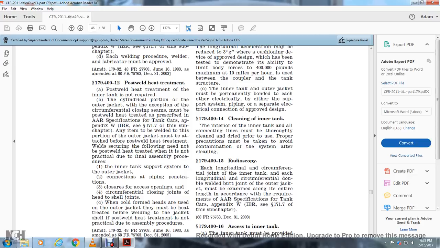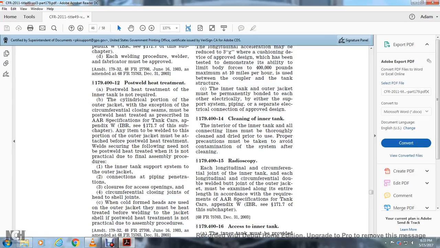Any items may be welded with the portion of the outer jacket that must be attached before the post-weld heat treatment. The welds of the following need not be post-weld heat treated when it is not practical due to the final assembly procedure: the inner tank support system and the outer jacket, connection of the piping penetration, the closure of the access opening, and the circumferential closing joint for the head of the shell joints.